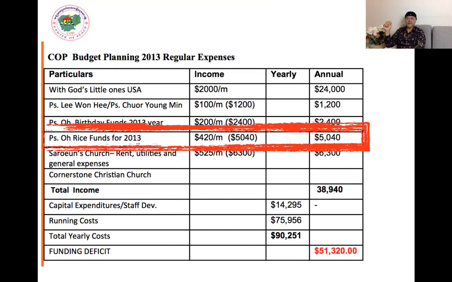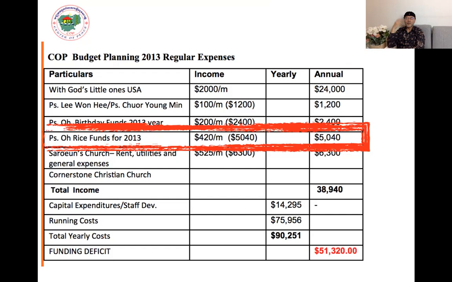So I made a contract with Pastor Tang Baek Hong of New Life Church because his wife had some field in Battambang. So instead of giving the money to COP, I bought rice. I bought $420 worth of rice and will deliver the rice because a lot of times what happens, I don't know if you know this, when you give the money to the person who's in charge of the kitchen, all kinds of problems happen. We don't want to give them that kind of opportunity.